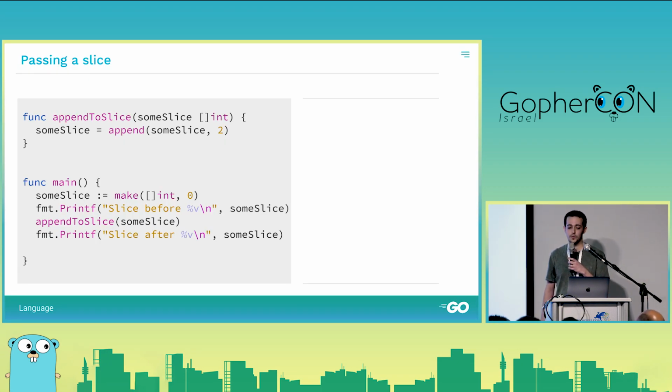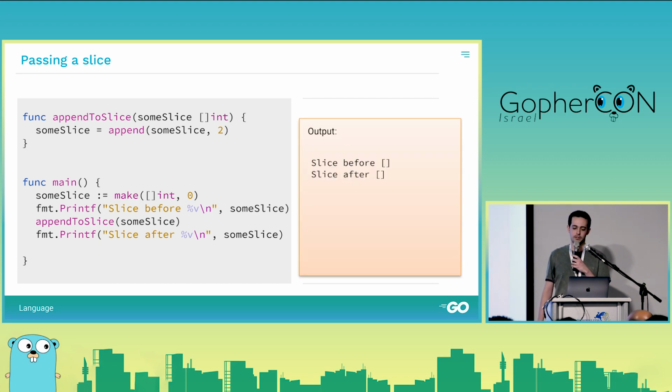Let's start with a small example. So we have a function, append to slice, which gets a slice and appends the number 2. And in our main func, we print the slice contents before and after calling this function. Alright, so let's run it. Notice how the slice didn't change, it stayed empty. We will see why soon.